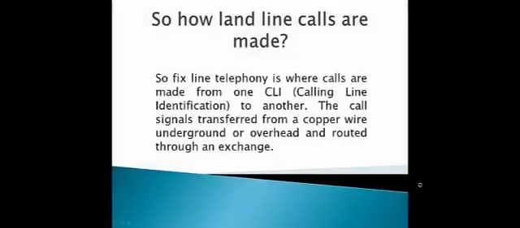So, how are landline calls made? Fixed line telephony is where calls are made from one CLI to another. The call signal is transferred over a copper wire, underground or overhead, and routed through an exchange.